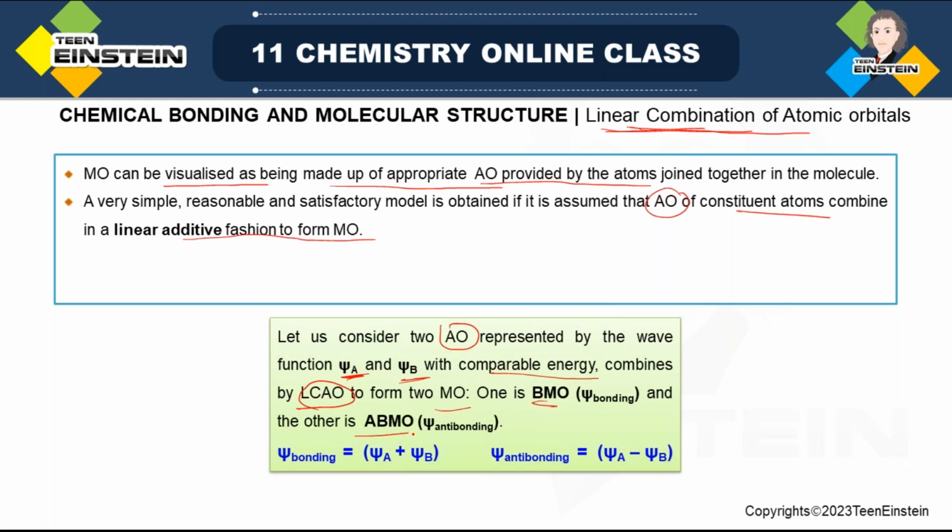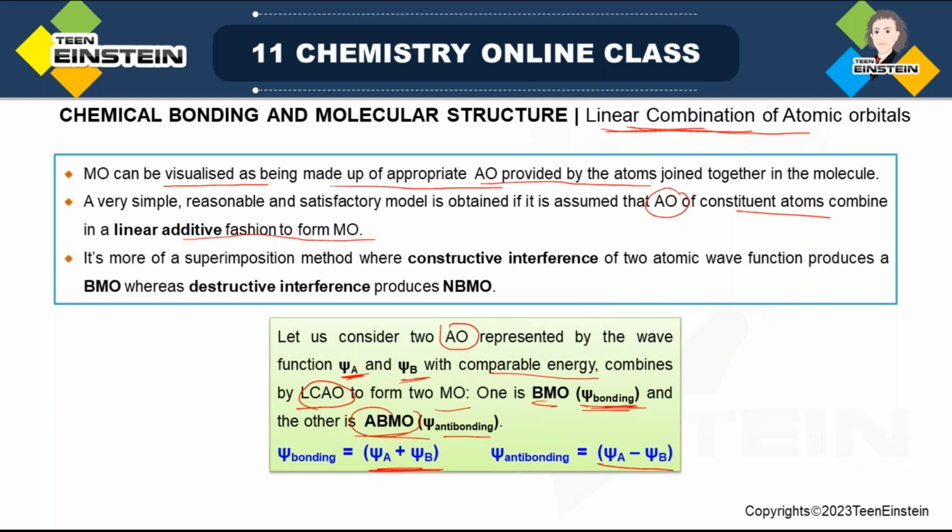One of them is BMO, another one is ABMO, and that is denoted by psi bonding, a new function, and this is psi antibonding, that is also a new function, which is for ABMO, and this is for BMO. Now how you are getting it is very simple. Psi bonding is basically when you are adding these two, and antibonding is basically when you are subtracting psi B from psi A. It is more of a superimposition method where constructive interference of 2 atomic wave functions produces a BMO. But if it is not constructive, if it is destructive, that is psi A minus psi B, then it will generate ABMO.